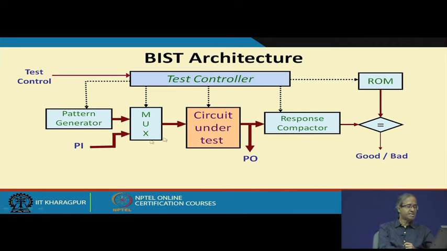This multiplexer will be selecting whether you are in the normal mode of operation, where the primary input should go in, or you are in the test mode, where these patterns should go in. Similarly, in the normal mode, the output of the circuit will go to the PO, the primary outputs, but during the test mode, you have something called a response compactor inside the chip. Let me just explain this.